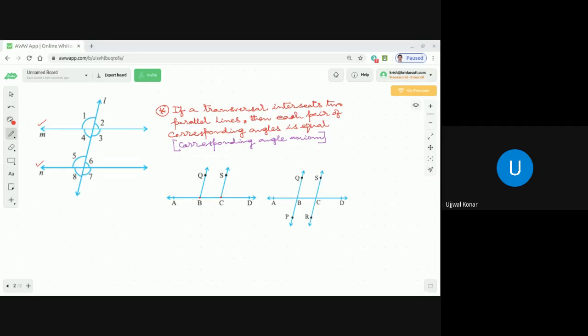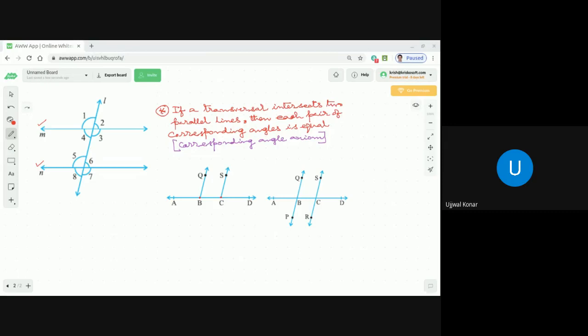You can make common perpendiculars to the two lines PQ and RS at different points and measure their length. You will find it is the same. That means if you draw perpendiculars to both the lines and measure this distance and this distance, you will find these distances are exactly equal to each other. Correct, dear students? So from here we can conclude that these two lines, PQ and RS, are parallel to each other. Therefore, the converse of the corresponding angle axiom is also true.